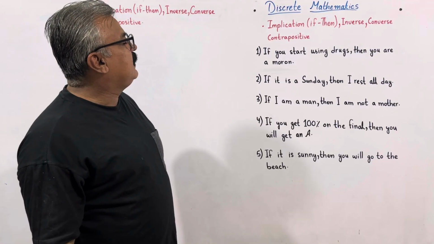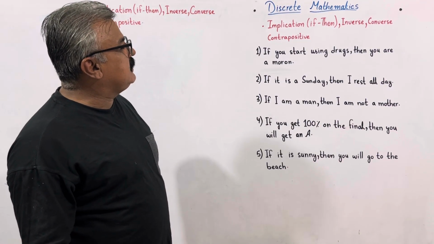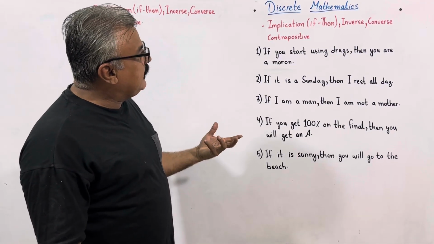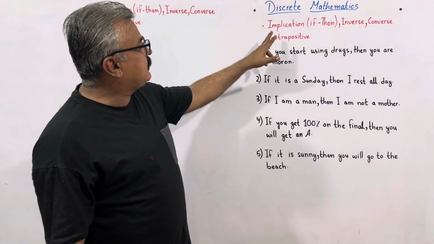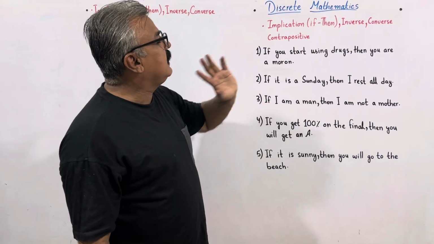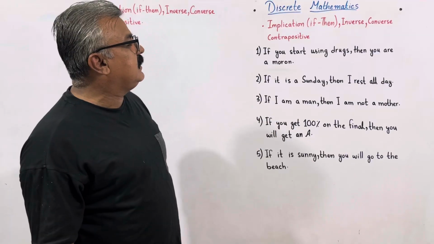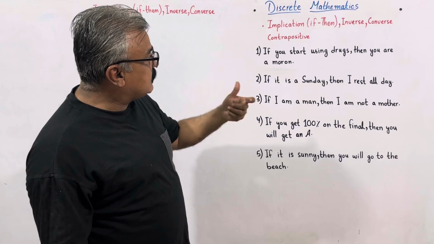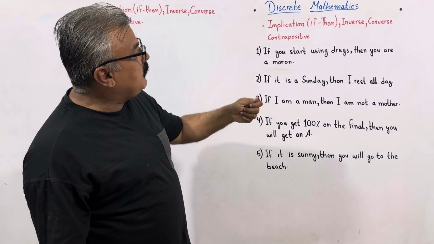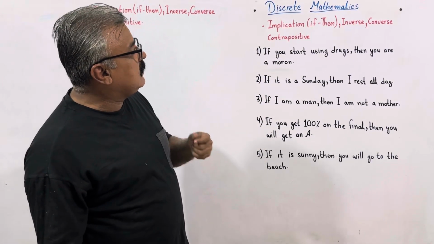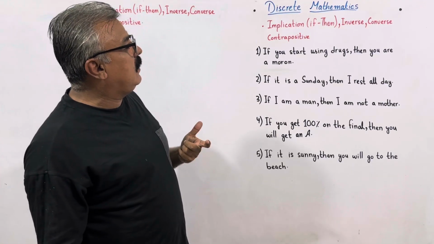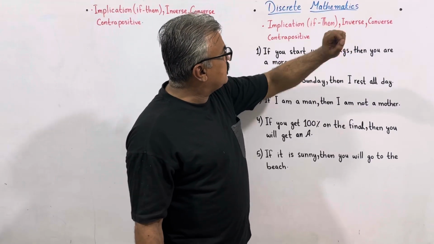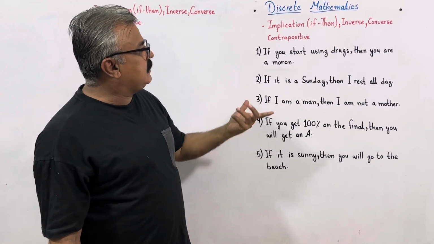Discrete mathematics. How to deal with implication questions? Implication, or if-then, they are the same thing. Implication or if-then, single conditional, one-sided conditional. How to find their inverse? How to find the inverse of the implication? What do you mean by the converse of the implication? What do you mean by the contrapositive of the implication? Inverse is simply negation.